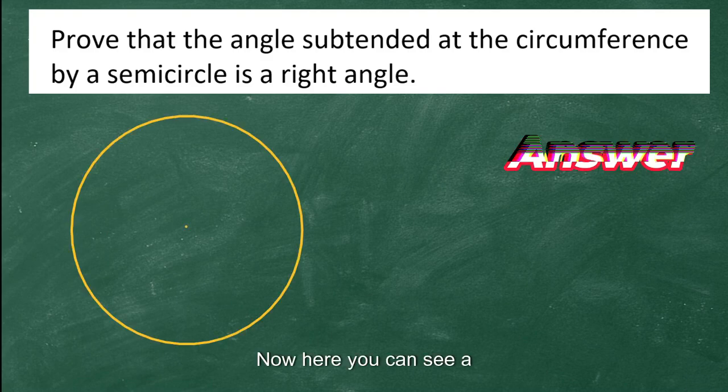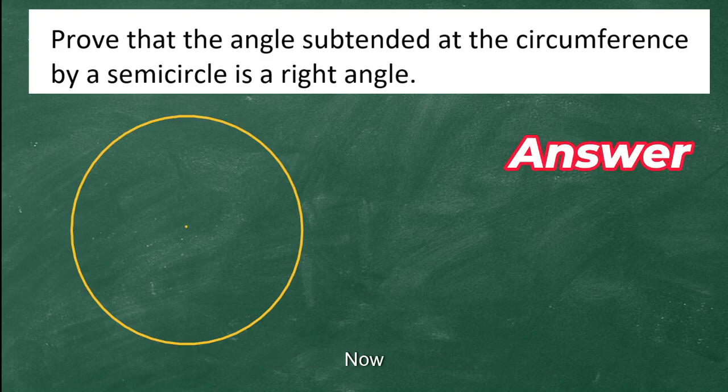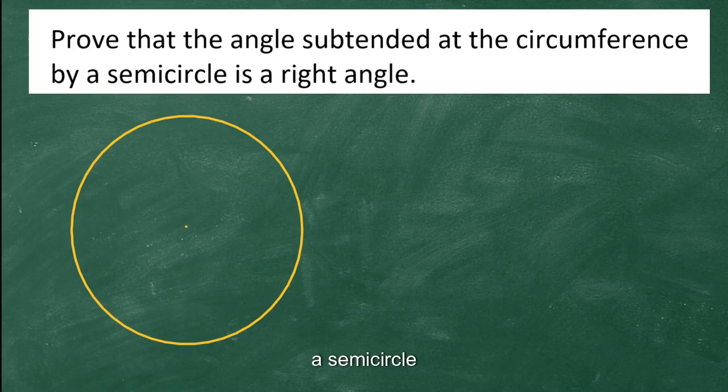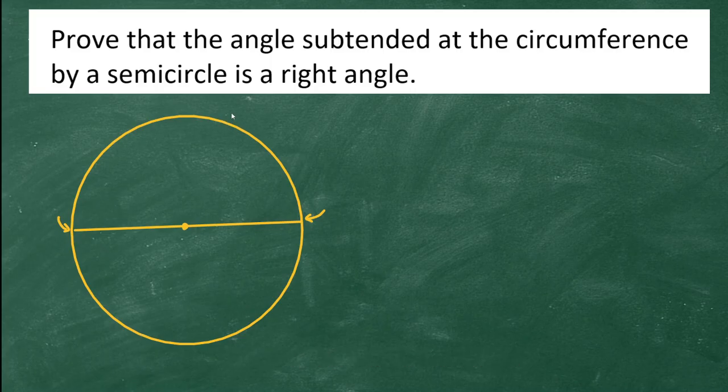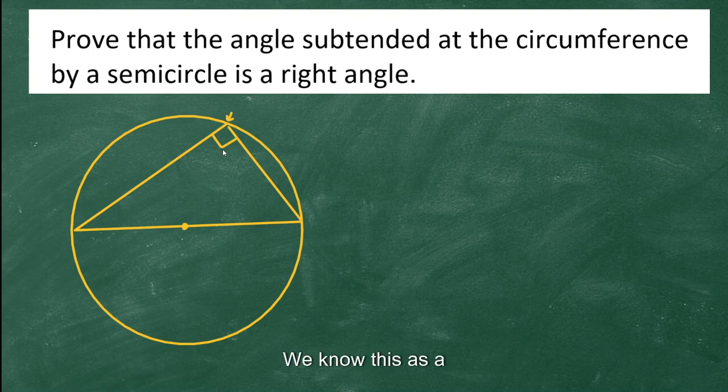Now here you can see a circle. Now let's mark a semicircle like this. Now we need to prove that if I start from this end here and this end here and connect those 2 points to any point on the circumference, so let's just go to a random point here, this angle here is a right angle. We know this as a circle theorem, but let's see how we can mathematically prove it.